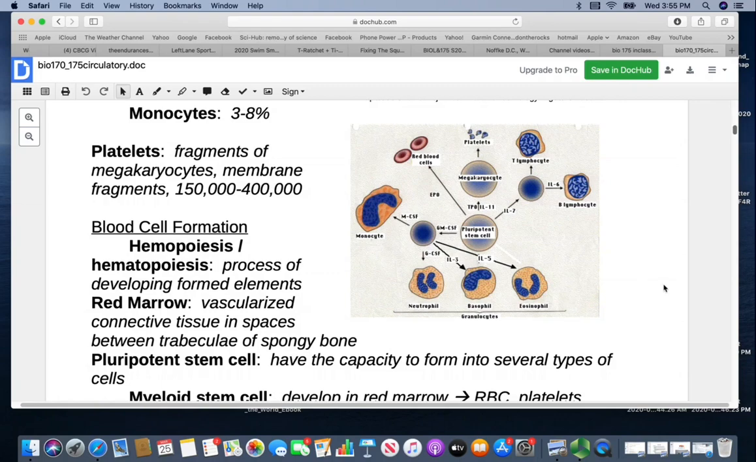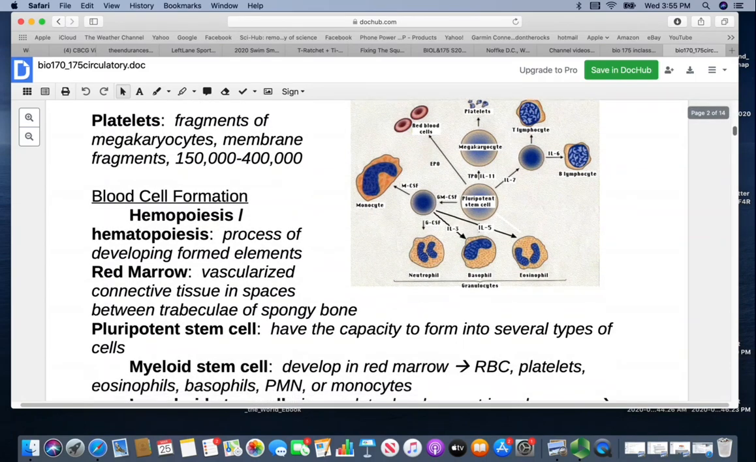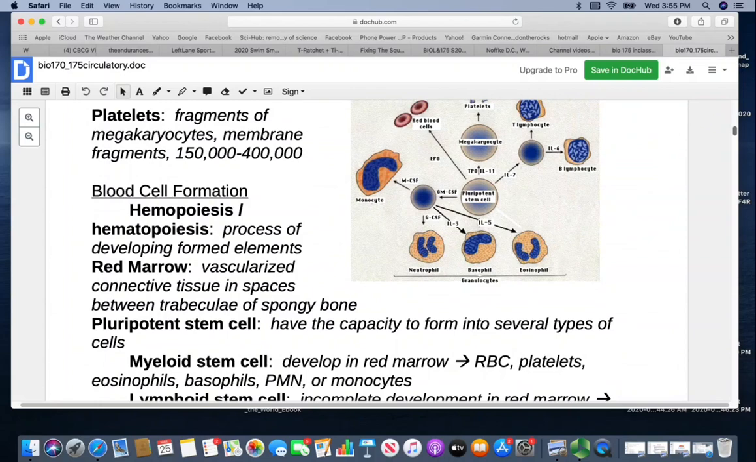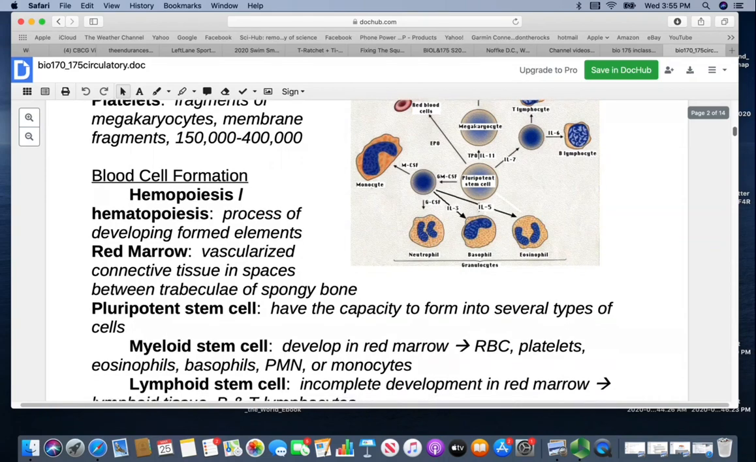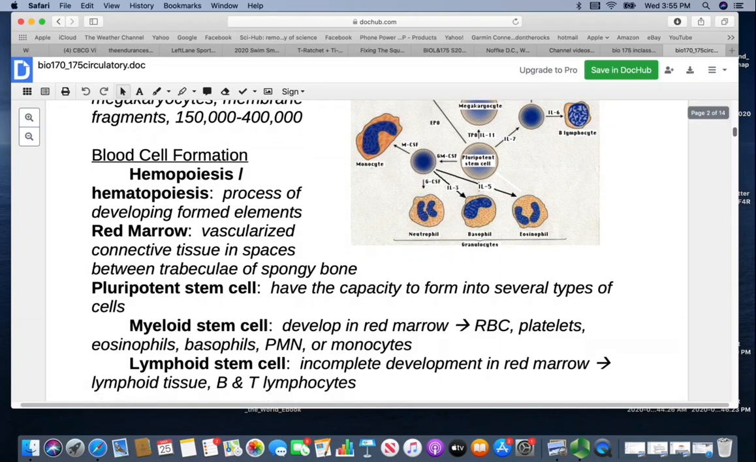We divide these into two main pathways. All of these are the myeloid pathway, and they will become a myeloid stem cell in the red marrow. Those can form your red blood cells, platelets, eosinophils, basophils, PMNs, or monocytes. The other option is to become a lymphoid stem cell. Coming over here, they undergo incomplete development in the red marrow and go to the lymphoid tissue to make your B and T lymphocytes. The vast majority of them are myeloid stem cells. If you get sick and you need some specific immunity, you can have some of those shift over to become lymphoid stem cells when they're needed.